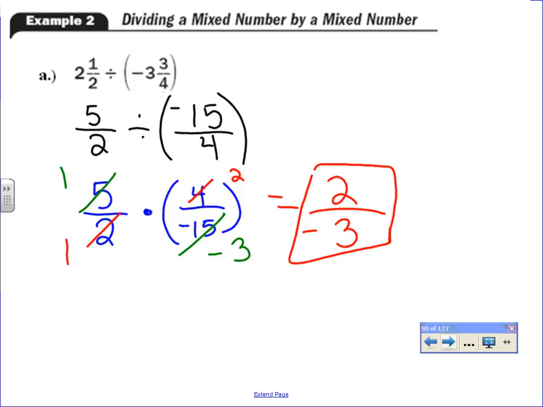Yeah. Good. Oh, these need fixed. Did you do keep, change, flip? How'd this become a 24? Oh, here's why. When you're multiplying, you don't need to worry about common denominators. Okay, only adding and subtracting.